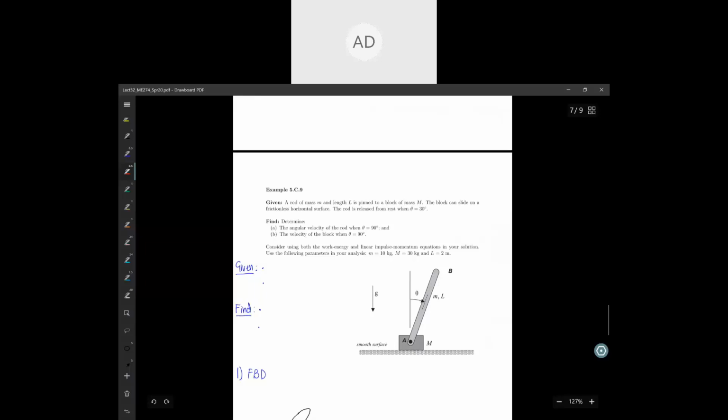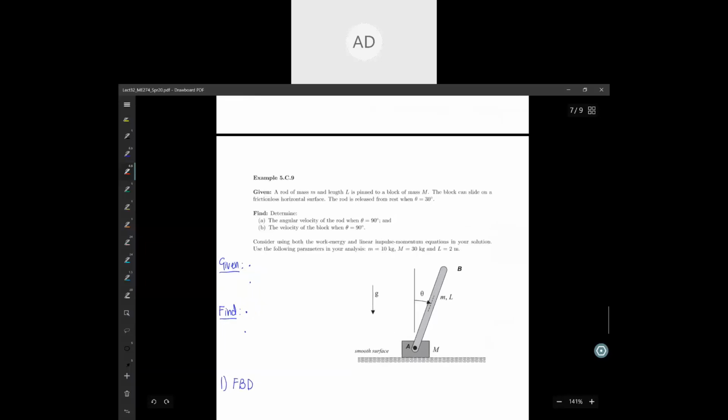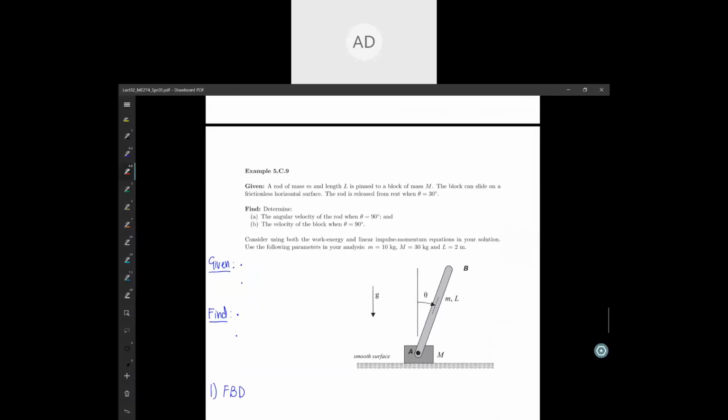I want to bring to your attention this problem. It's problem 5C9. Okay, so 5C9 is one of the problems that I suggested you to watch. It's on page 350 on the book. And this problem also has tricks.